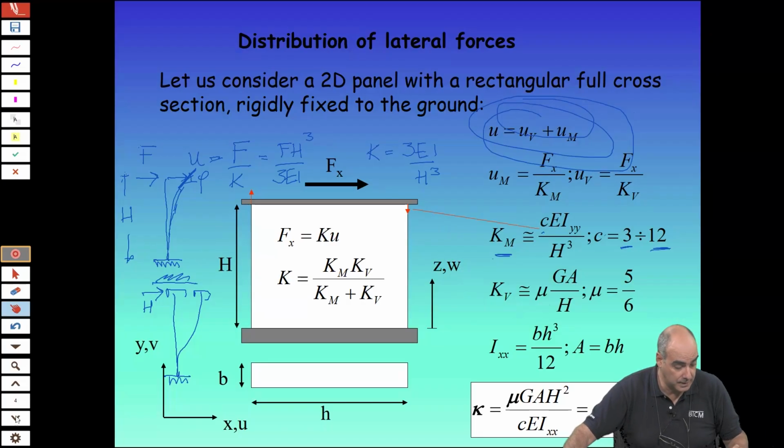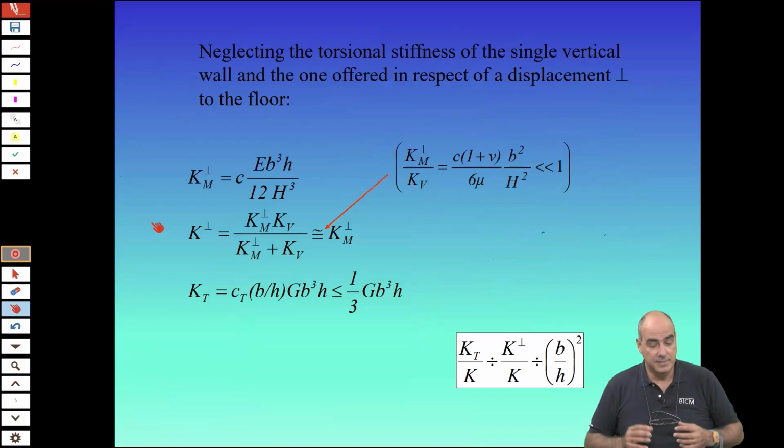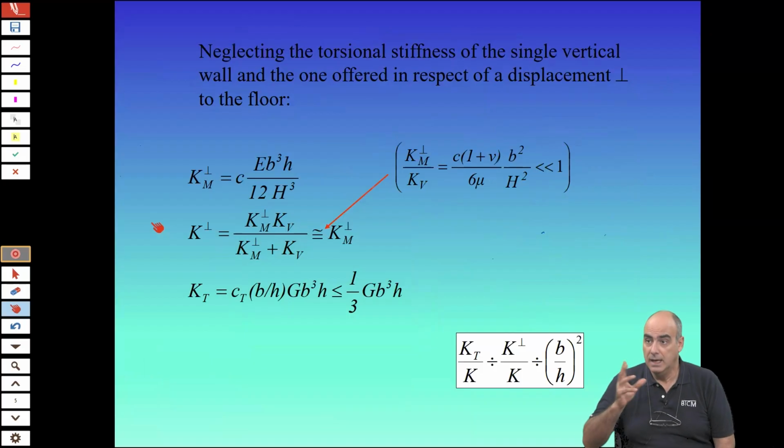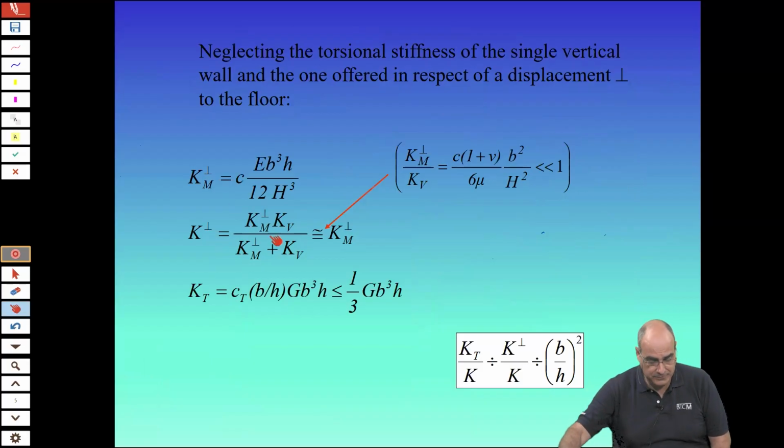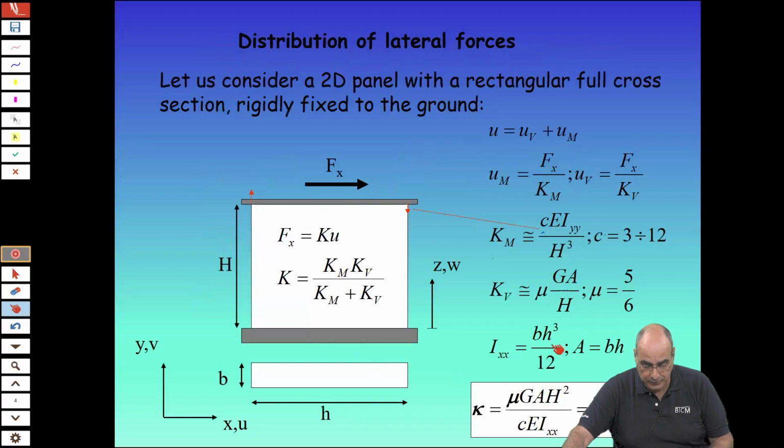Now, there is also another thing. This cross section also has a torsional stiffness. The torsional stiffness is G times B cube H. If we go back, the flexural stiffness is proportional to BH cube over 12, and the shear stiffness is proportional to BH.